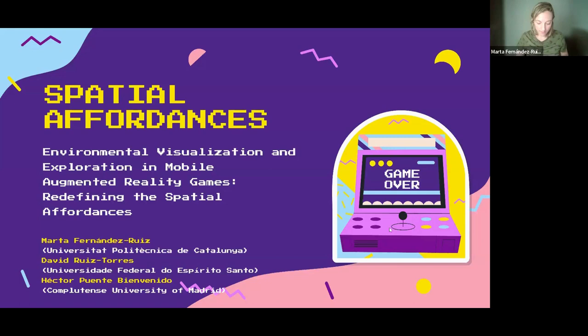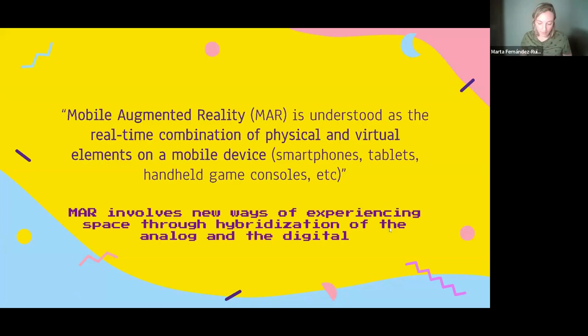We start from our approach to hybrid games. The main theme of this special issue is mobile augmented reality, which is understood as the real-time visualization and combination of physical and virtual elements on mobile devices. We start from the idea that mobile augmented reality involves new ways of experiencing space through hybridization of the analog and the digital.